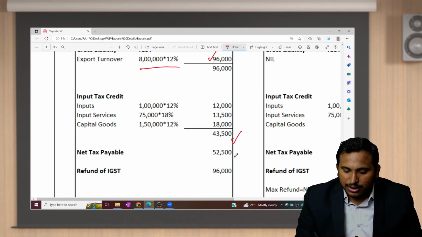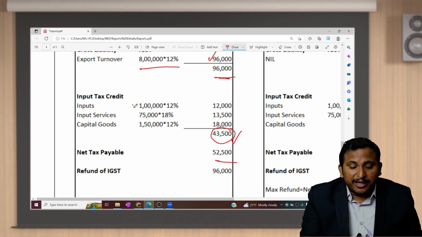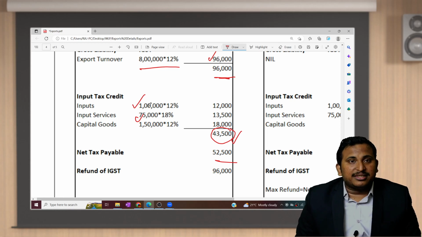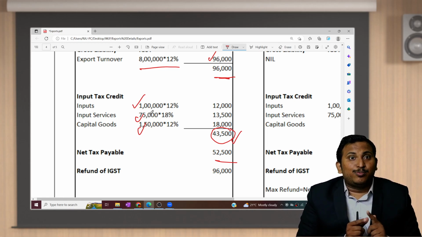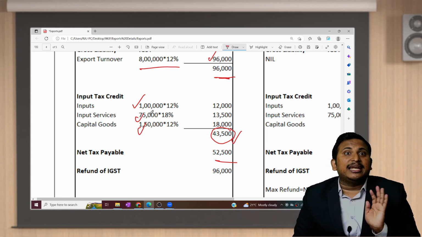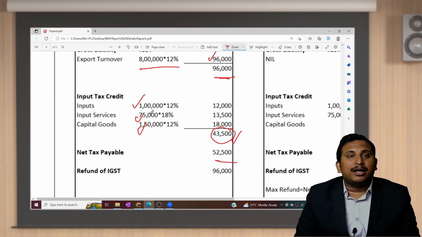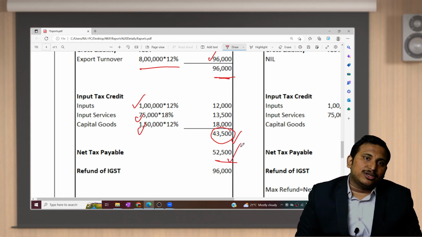Now, please observe. That means 43,500 you have used, sir, out of 96,000. Balance you have to pay. What is this 43,500? It may be on inputs, it may be on input services, it may be on capital goods. For manufacturing anything, I may require some inputs, raw materials, input services, some services may be taken, capital goods, some assets may be required. So that is what they are telling. On all this, I can claim ITC. That is option number one. On all, I can claim ITC. Now, what is the net tax payable? 52,500. You have to pay it.